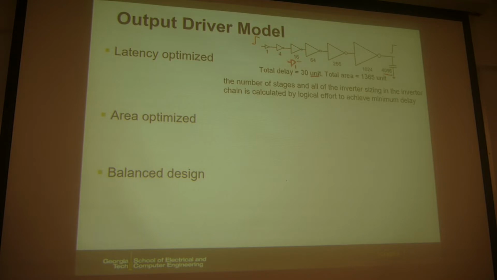And if you do this kind of inverter chain, then you will minimize the total delay to be 30 unit cycle. And the total area you need to pay for this, you need to add up those areas, will be like 1,300 unit area. One unit area is the area of one inverter with a minimal size. So this gives you the best latency, but of course the area will be very large.